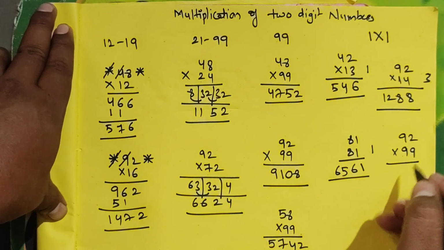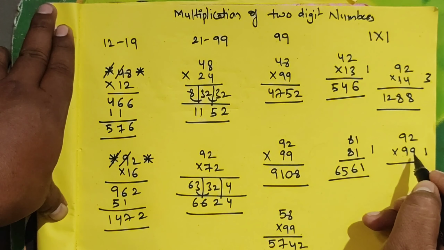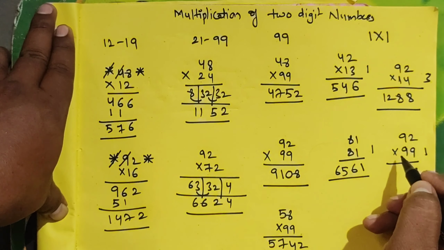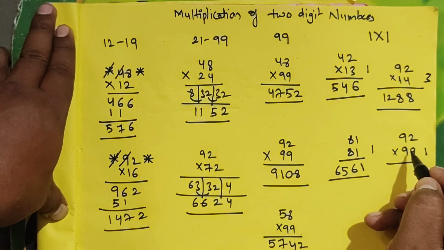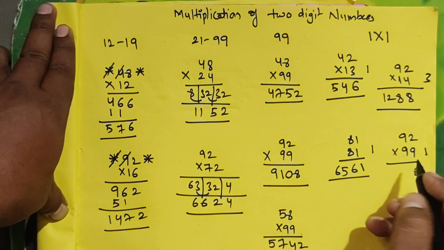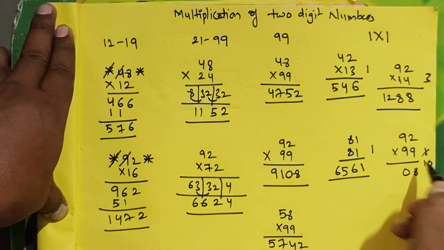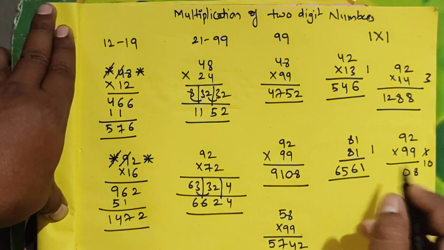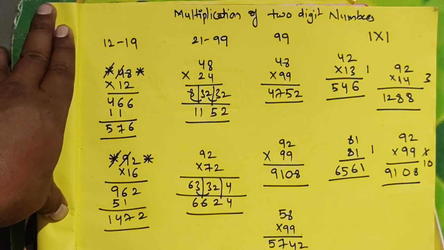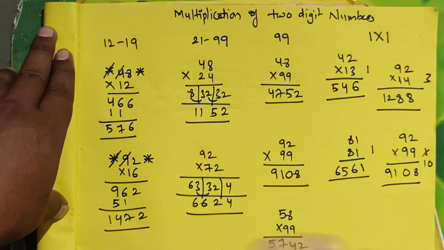So here 9 2 ja 18, 8 carry 1, 9 9 ja 81, 9 2 ja 18, 18 plus 81 is 100, 0 carry the 10. Now 9 9 ja 81 plus 10 becomes 91. You can get the same answer any way. If you want, you can check here. You can follow any method.